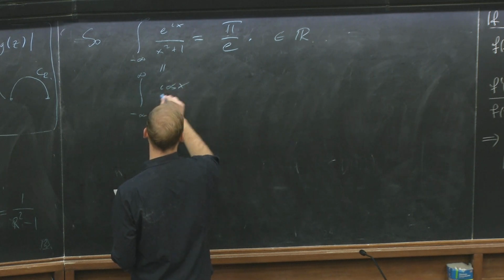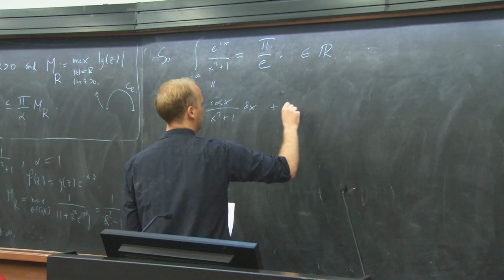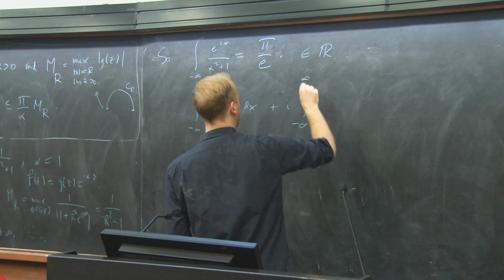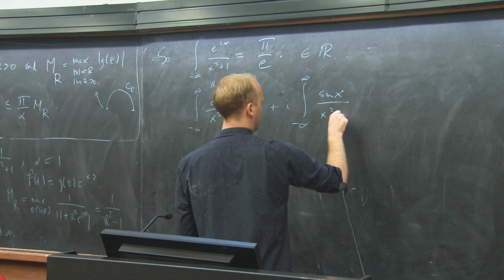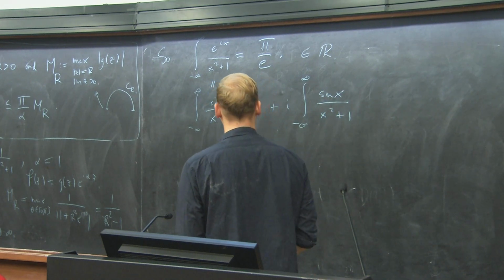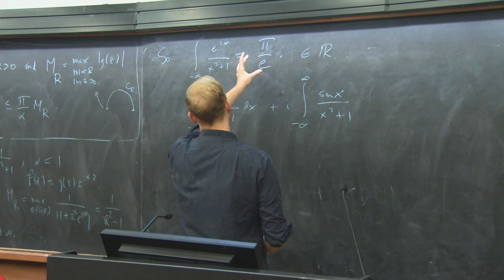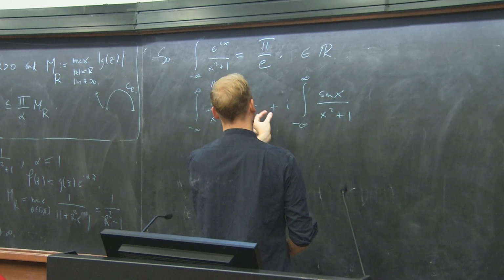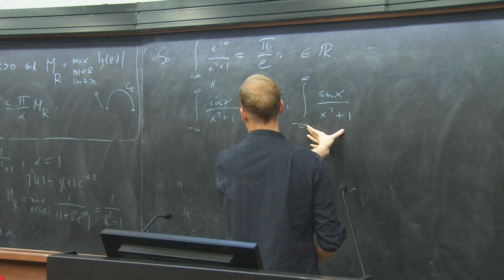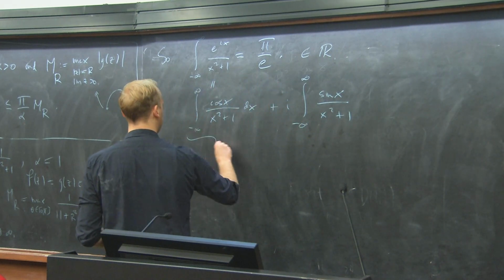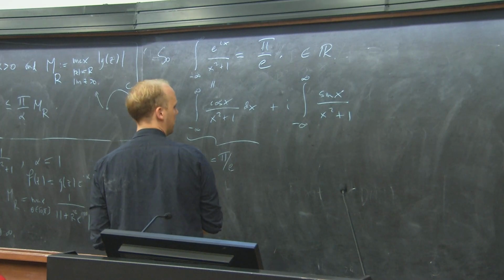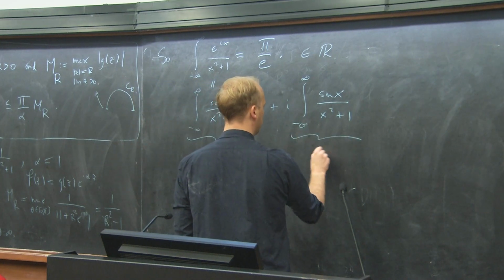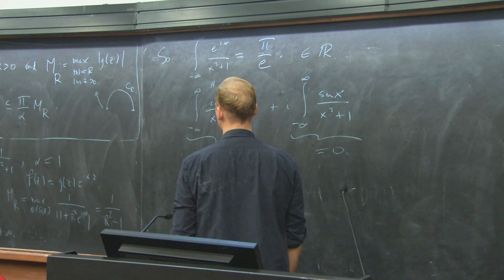Sorry, cosine x is the real part. I think I said it wrong. But plus i times this. So we have this real number pi over e, which is equal to this integral plus i times this integral. And this implies that this thing here is equal to pi over e, and this thing here should be then equal to 0.